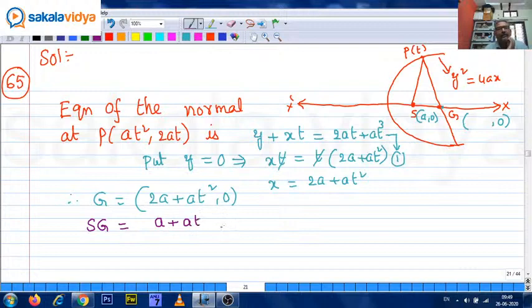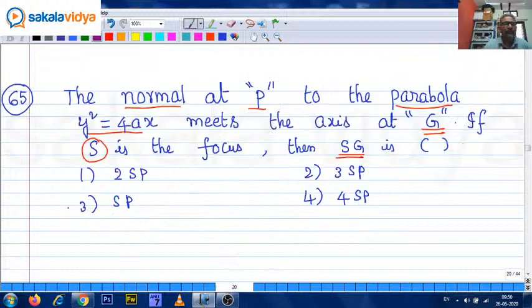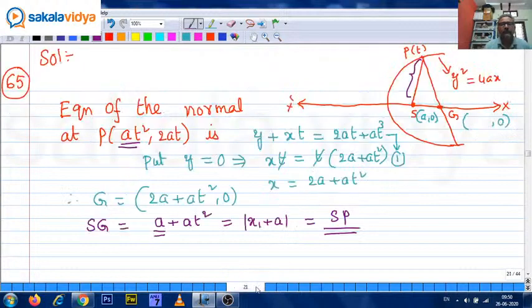A plus at square, here at square is the x coordinate, and x1 plus a is nothing but the focal distance. Focal distance means the distance from here to here, equal to SP. That means SG is equal to SP. This is the answer. That means the third option is the right option.